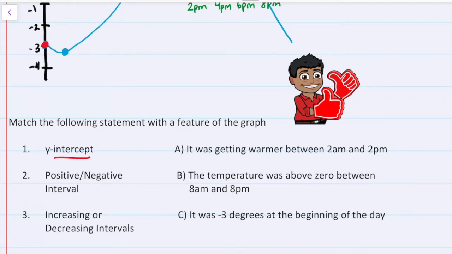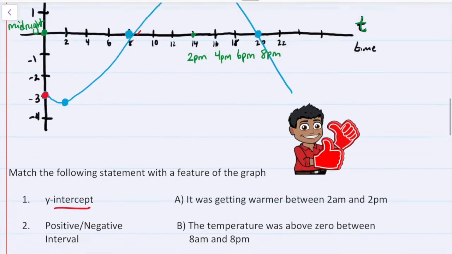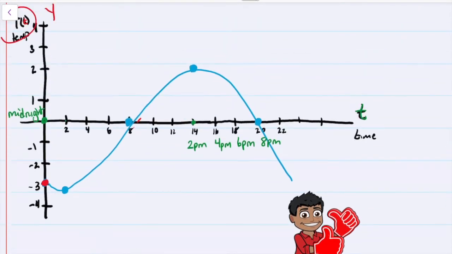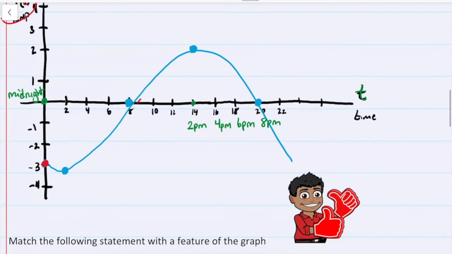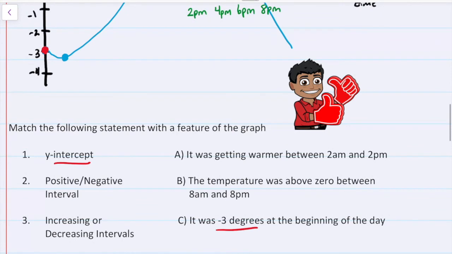It was getting warmer between 2 a.m. and 2 p.m. That has nothing to do with the y-intercept. The temperature was above zero between these times. Again, nothing to do with the y-intercept. It was -3 degrees at the beginning of the day. The beginning of the day is when the clock turns midnight. On your phones, you always see that if it was Tuesday 11:59, at 12 a.m. it's Wednesday. So that's the beginning of the day. Since it's talking about the temperature we had at midnight, we're going to connect those two right there.